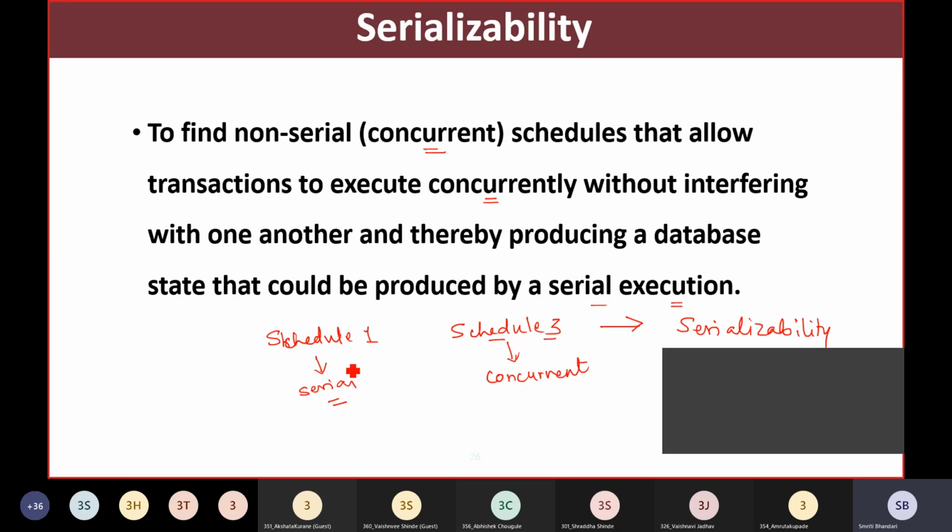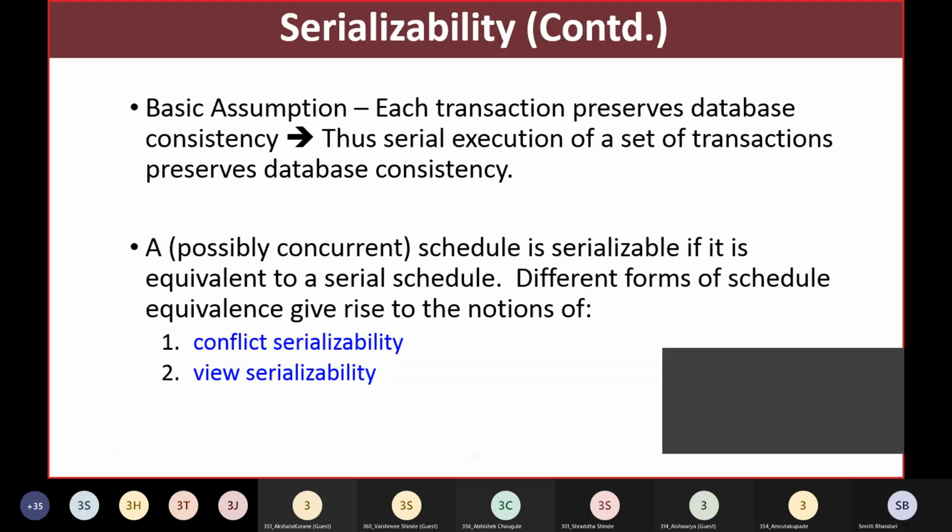So in schedule 1 and schedule 3, schedule 1 was a serial schedule and schedule 3 was a concurrent schedule, and we have seen that both were producing the same results. And that is why we are saying that schedule 3, even though it is a concurrent schedule, is following this concept of serializability, because it is producing the same result as one of the serial executions.